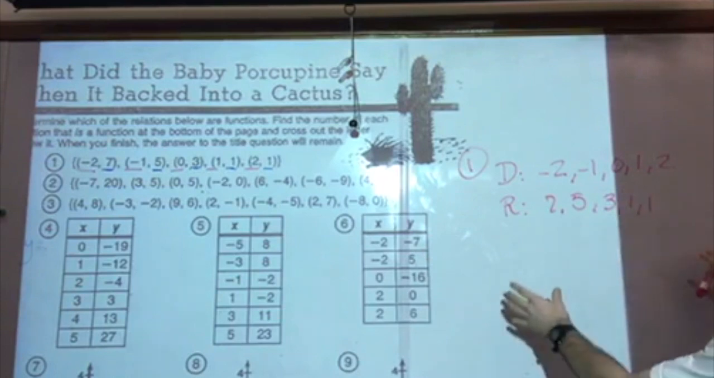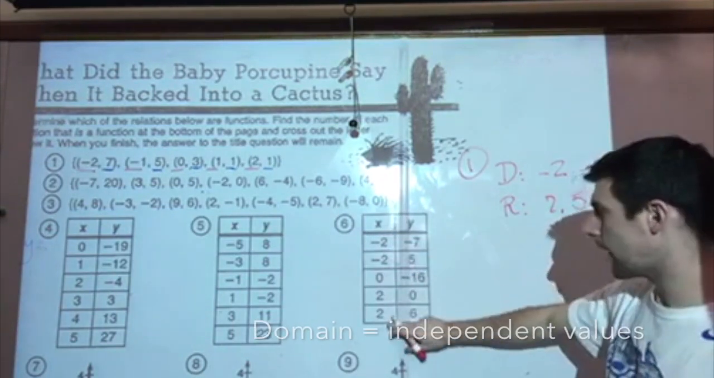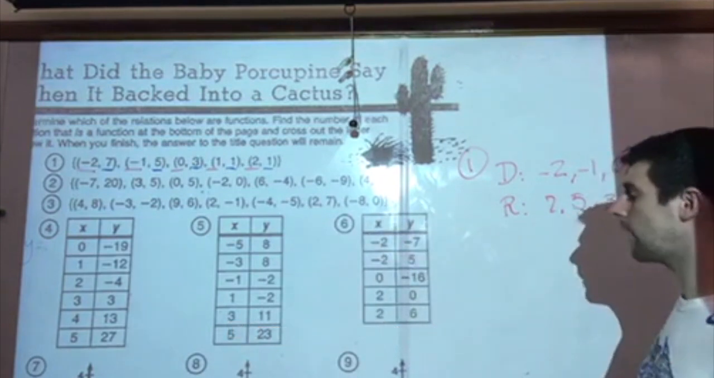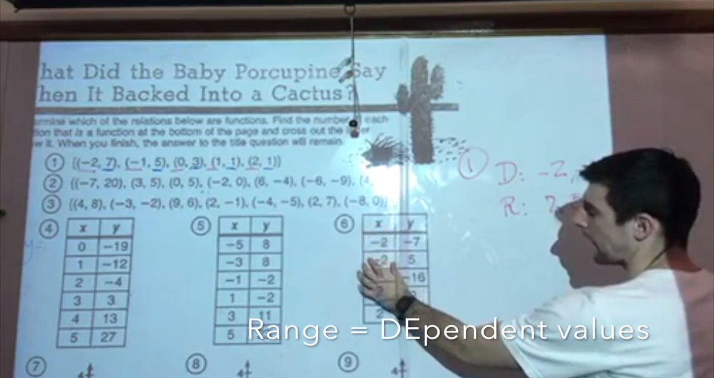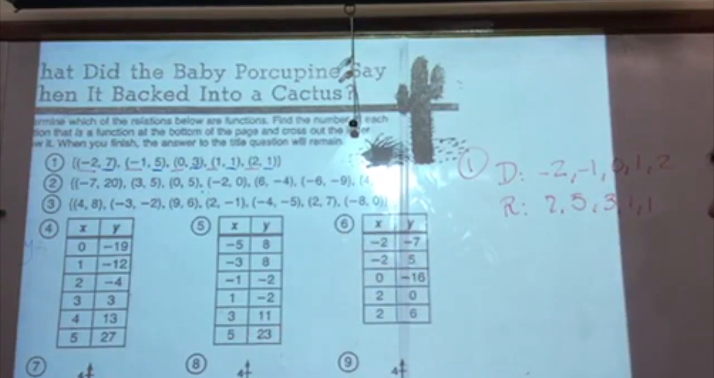I'm actually not even going to write stuff down here. We're just going to analyze it really quickly. I'm looking at all the x values. These are my domain values, and these are all the y values, my range values. If I were trying to write the domain for number 6, it's not a function.